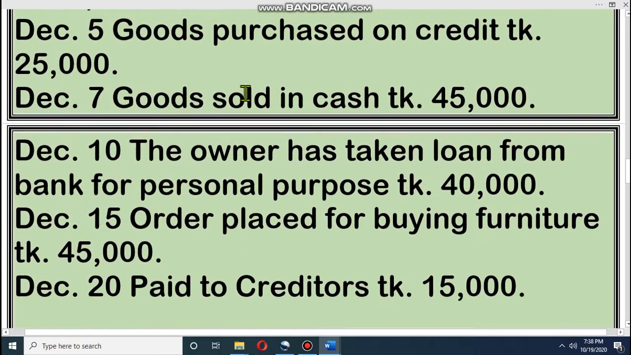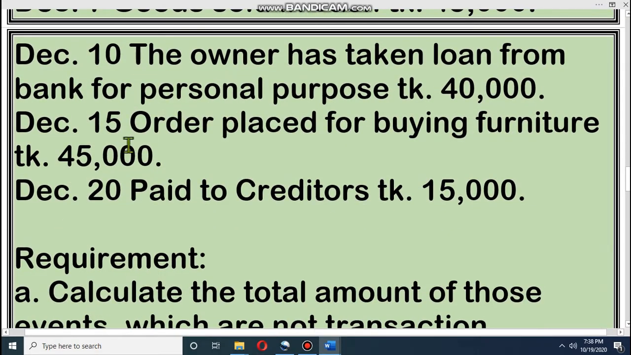Then let's see if there is any other in the question. December 15, order placed for buying furniture taka 45,000. This is a business event, we would like to buy furniture of 45,000, but we have only given the order. Dear student, be careful, keep it in your mind, we are giving an order only. We did not receive the furniture or pay any money. So by this event no financial change occurs yet, that's why this is not a transaction. I hope all of you understand which one is not a transaction.